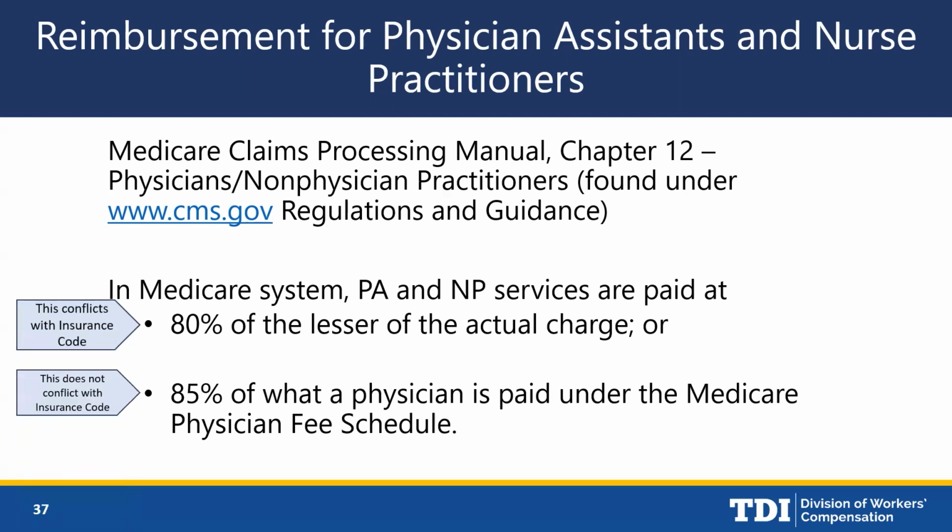So this conflicts with the insurance code, and the 85% of what a physician is paid does not conflict because it's the same reimbursement methodology that a physician is using. 80% of a lesser charge does conflict because it's not the same way a doctor is paid. So we're going to be using the second criteria that Medicare uses. This is a great example of where it's all Medicare all the time, unless we say different, and it was outlined in the labor code that's different and it conflicts. Ours will take precedence.